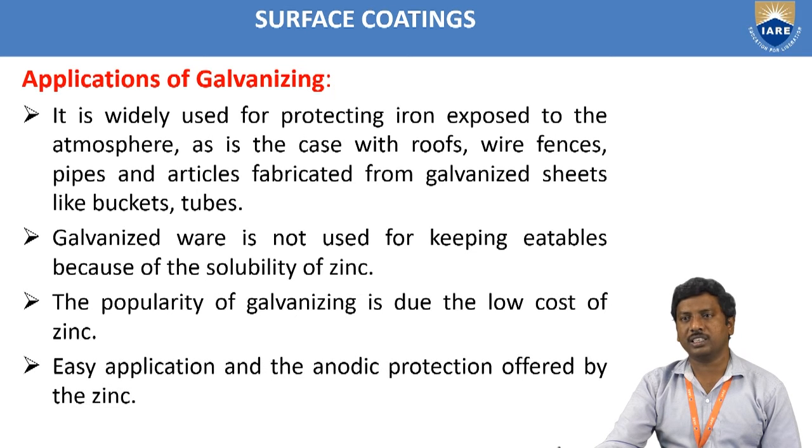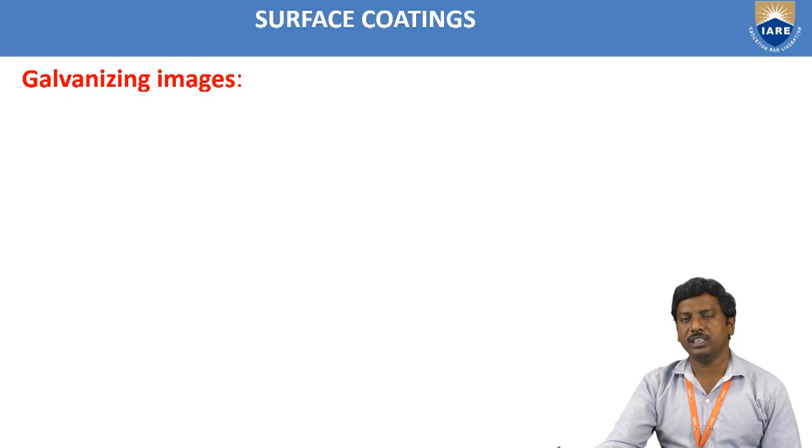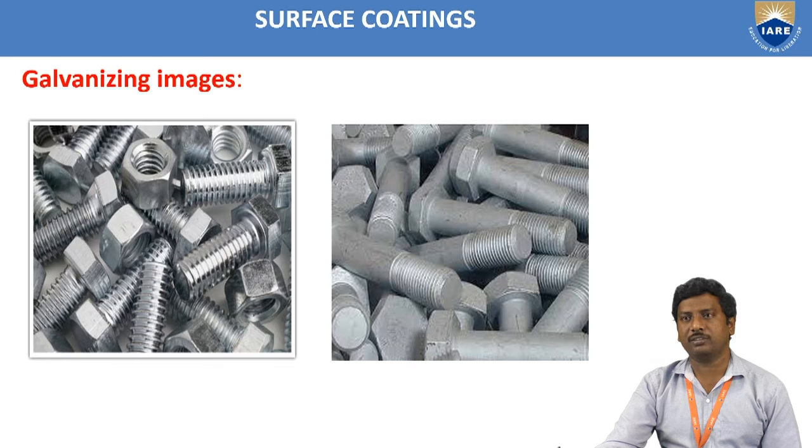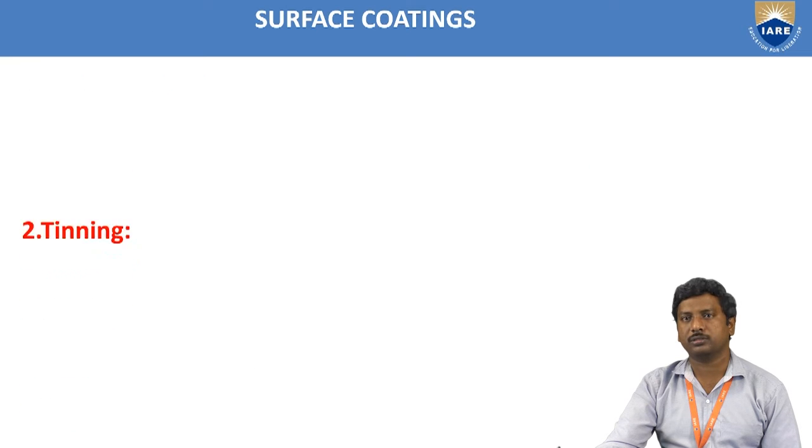That means easy application and anodic protection offered by the zinc. So these two are the advantages of the galvanization method. One is financially, it having low cost, and easy application, and the anodic protection. Next we see galvanized images. It is the pure images. After that we get galvanized bolts.